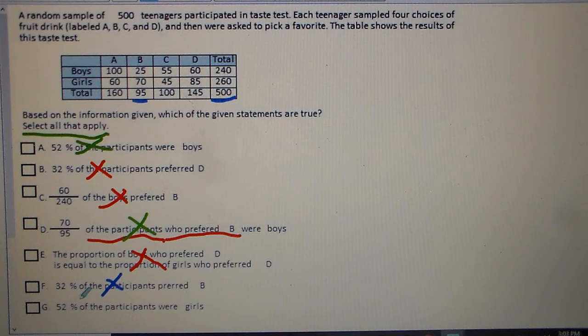Here's our last one. We have 52% of the participants were girls, so we go to girls. So that'd be 260 over 500. We put that into the calculator, and we see that that is 52%. So this one in particular is just G. That's the only correct one, which can happen once in a while. It's not a problem. All right.